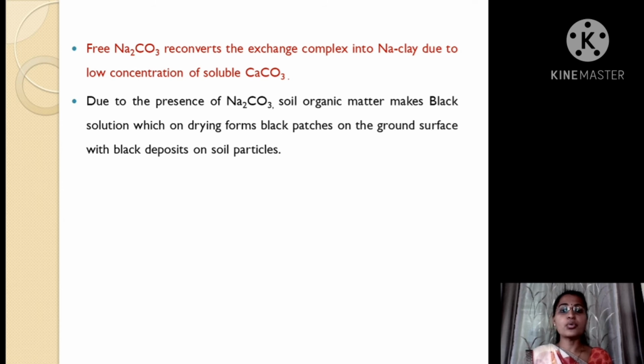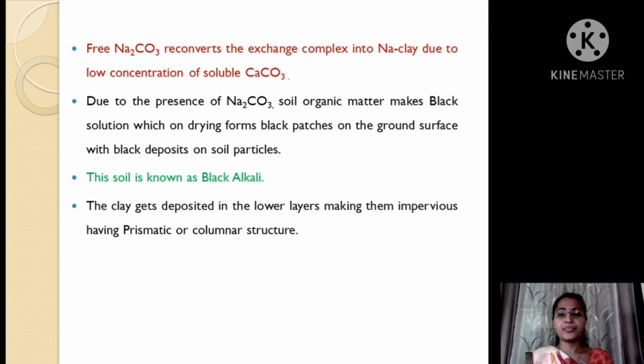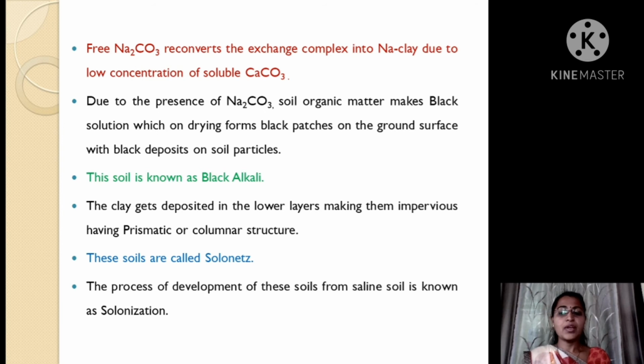Due to presence of sodium carbonate, soil organic matter makes a black solution, which on drying forms black patches on the ground surface with black deposits on soil particles. And this soil is known as black alkali soil. The clay gets deposited in the lower layers, making them impervious, having prismatic or columnar structure. These soils are called solonetz. The process of development of these soils from saline soil is known as solonization.